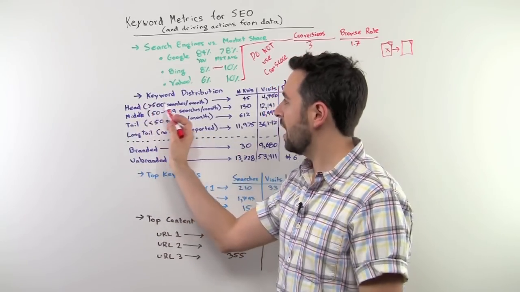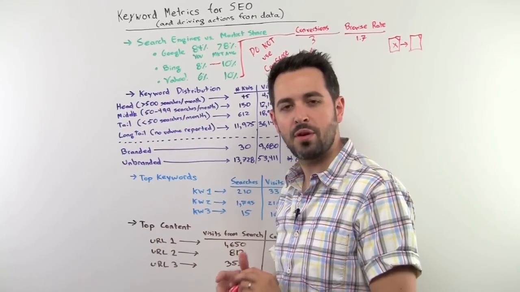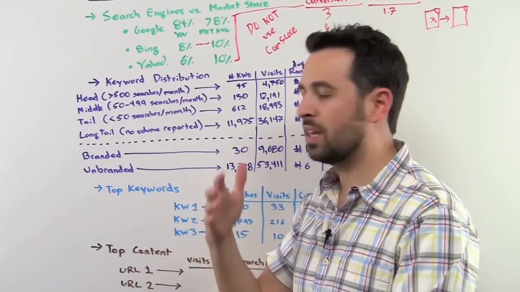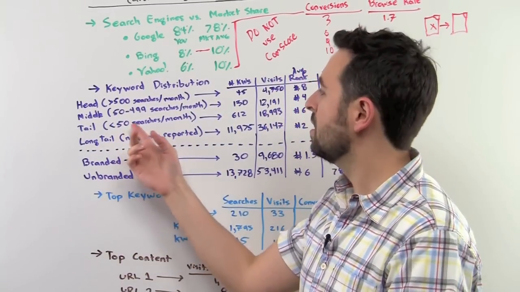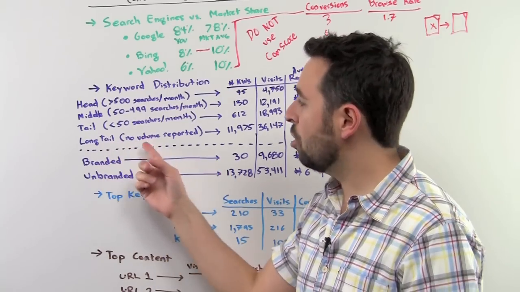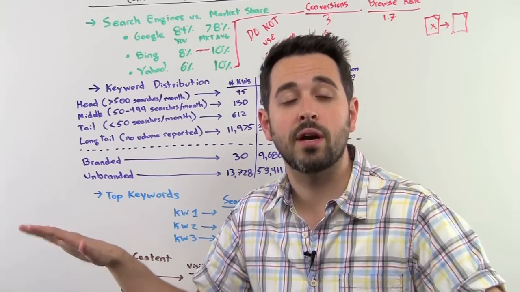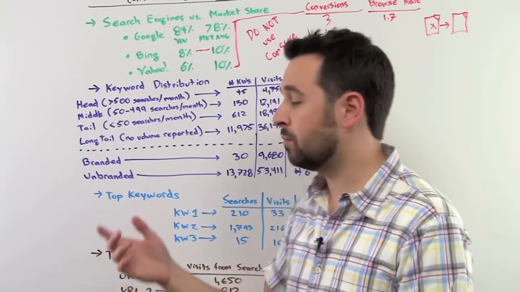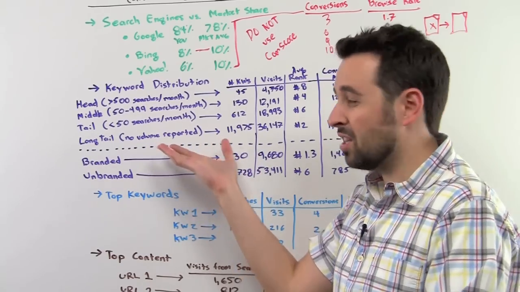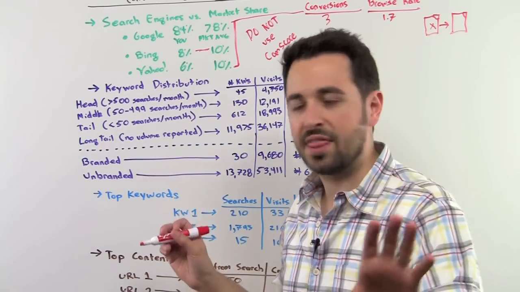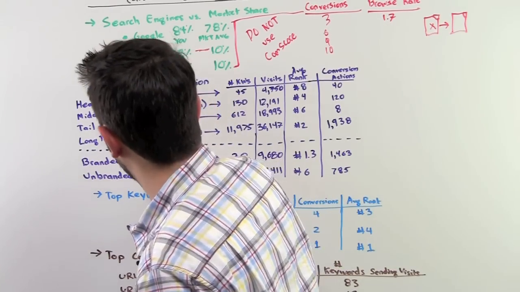And so what I do is, head is more than 500 searches per month in terms of volume. Middle would be 50 to 499 searches. Tail would be less than 50. And then long tail would be where there's no volume report, right? Google AdWords tool or whatever your data is pulling says, there's nothing here. Again, these are frustrating metrics to get.